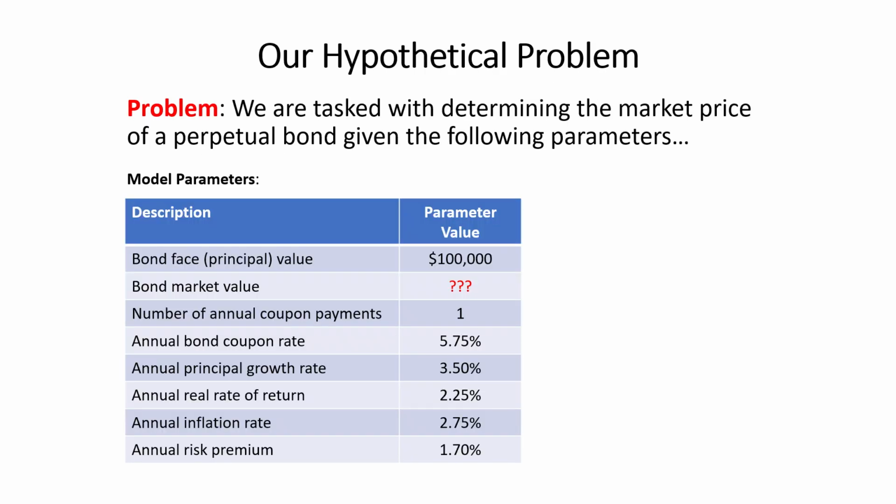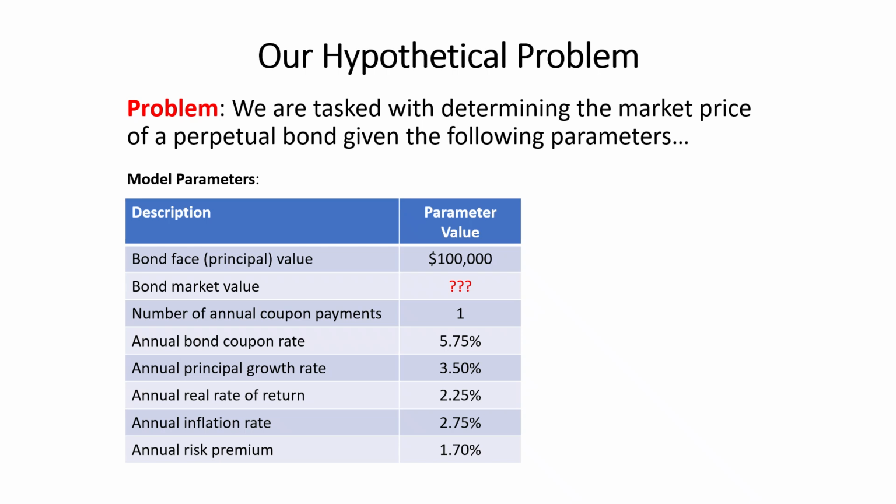Our hypothetical problem will be pretty much the same as in the previous section on term bonds, except that for this exercise, we're going to be valuing a perpetual bond given the following parameters. The bond face value is still 100,000. It still makes one annual coupon payment, but there is no term. It just makes a coupon payment forever.